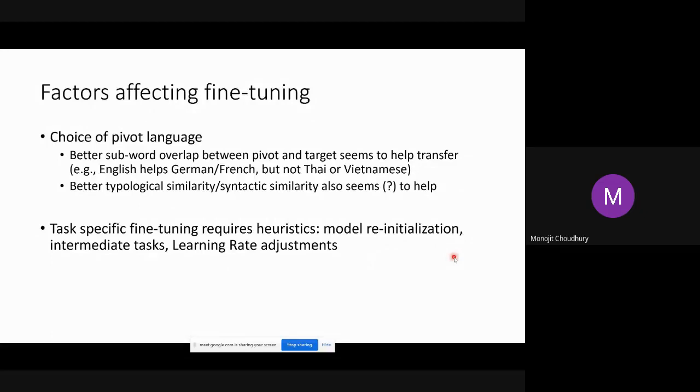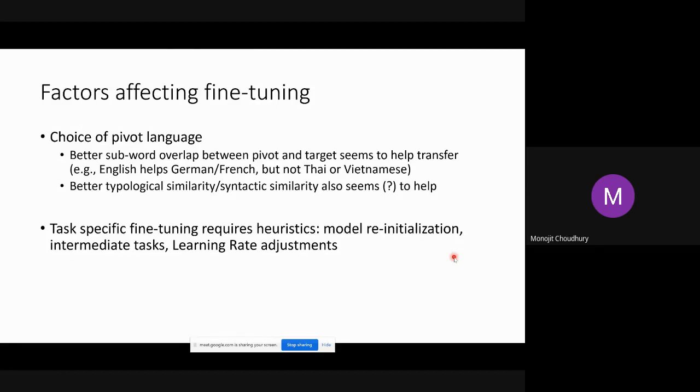Again, getting into details of each and every one of them is difficult because they are topics in themselves, but these are things to keep in mind, that fine tuning also has a lot of tricks and tips which one needs to learn so that you get state of the art results.